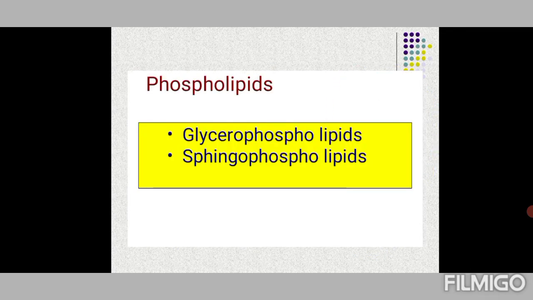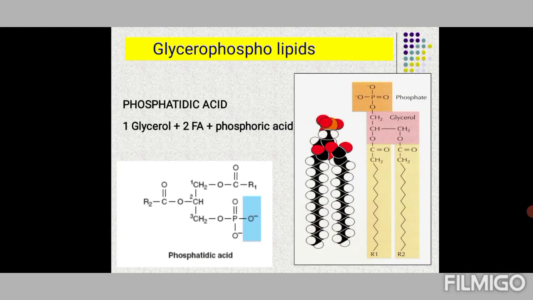Now, phospholipids are divided into glycerophospholipids and sphingomyelin. First of all, glycerophospholipids. The basic plan of glycerophospholipids is phosphatidic acid, which means it will have a glycerol, the alcohol part. Two of the carbons will be attached to two fatty acids through dehydration synthesis, that is, loss of water molecules. And the third carbon is attached to a phosphoric acid molecule, a phosphate.